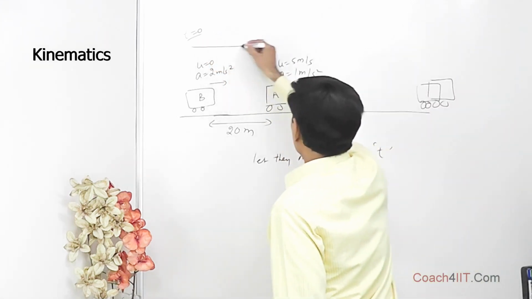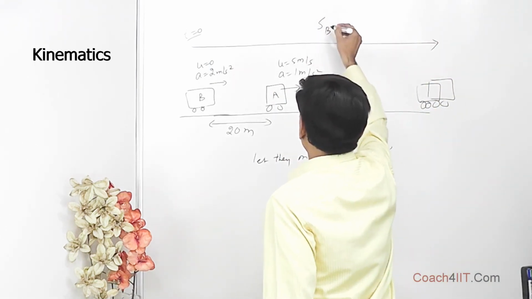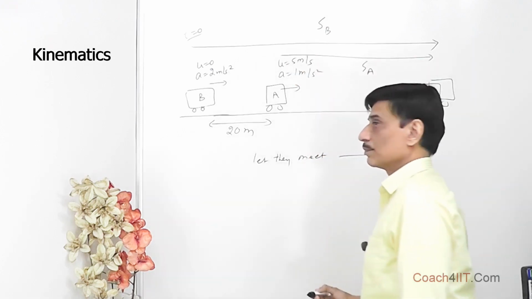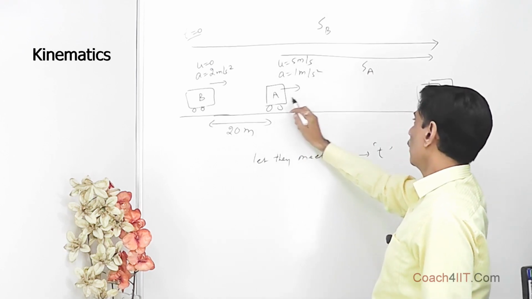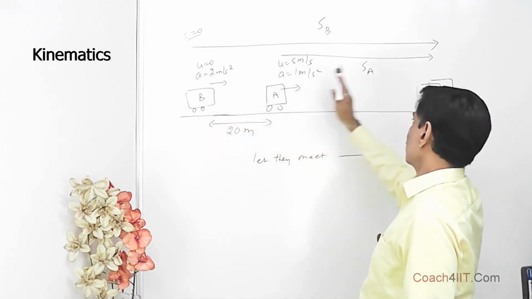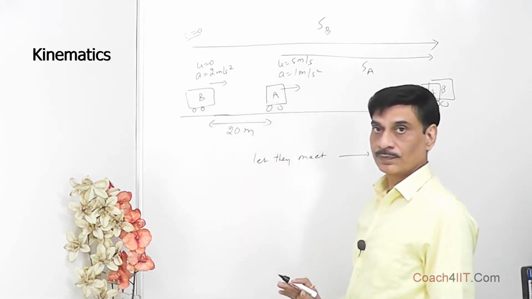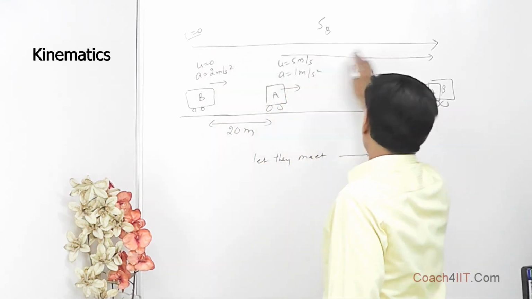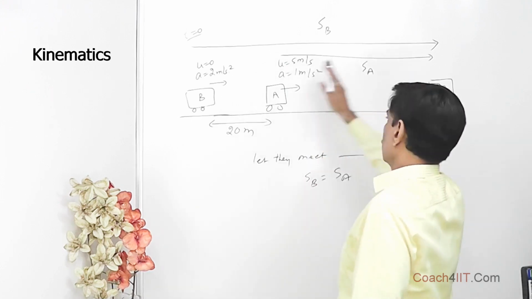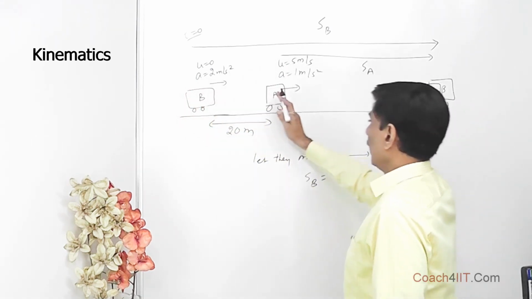So this car has gone from here to here. This we represent by the distance traveled by B, and from here to here is the distance traveled by A. So in time t, A has gone from here to here, and car B has to travel this distance also, and also it has to cover this 20 meter lag. So looking at this, SB is going to be equal to the distance traveled by A plus 20 meters.